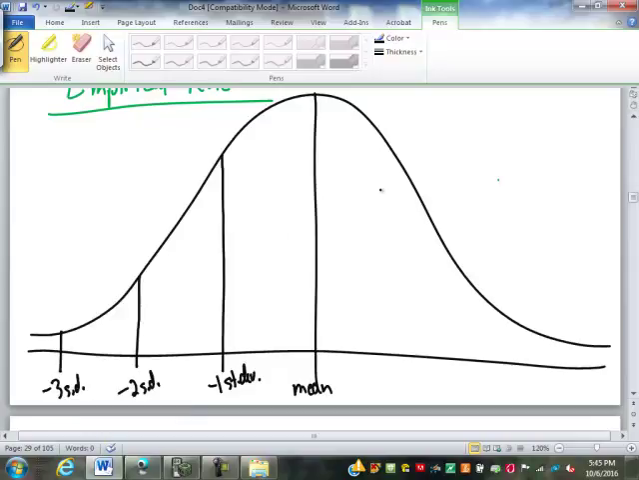Now we do the same above. I'm going to go a standard deviation above. I'm going to add the standard deviation. So +1 standard deviation. And +2 standard deviations. And +3 standard deviations.